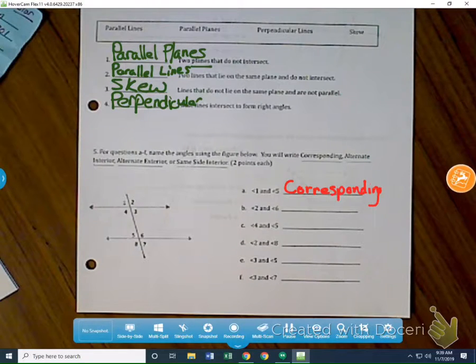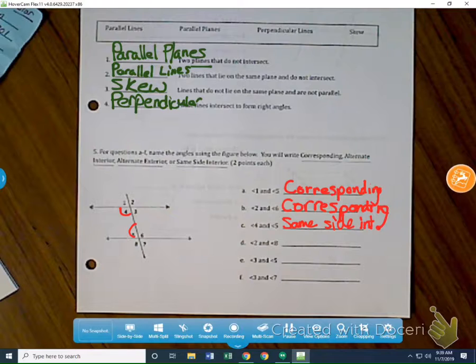2 and 6. Corresponding. 2 and 6 are also corresponding. They're in the same position. 4 and 5. Yes, same side interior angles. So same side interior. If you just abbreviate interior, exterior, I'm fine with that.